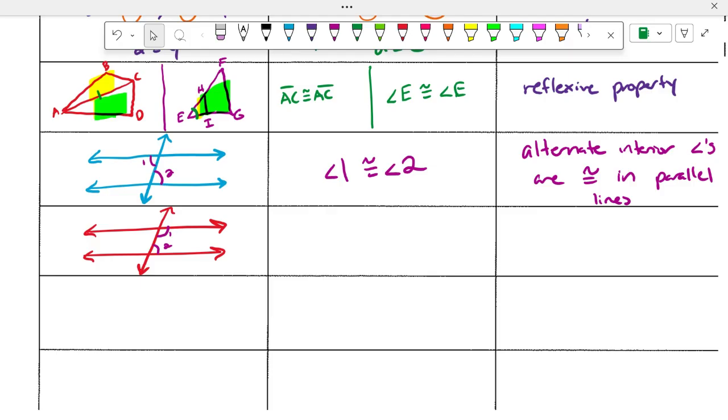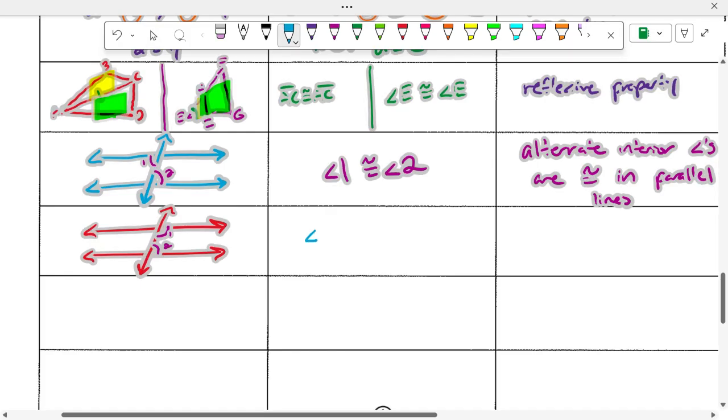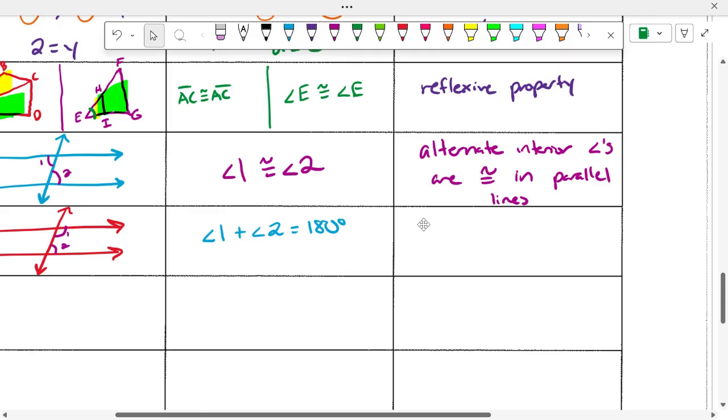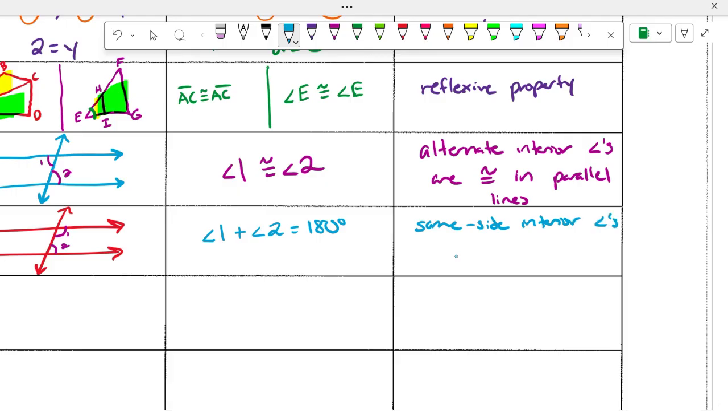So are they going to add to 180? Are they going to be equal to each other? What do you guys think? They're going to add to 180, or in other words, they are what? Supplementary. So in other words, angle 1 plus angle 2 is equal to 180. It's because same side interior angles are supplementary in parallel lines.